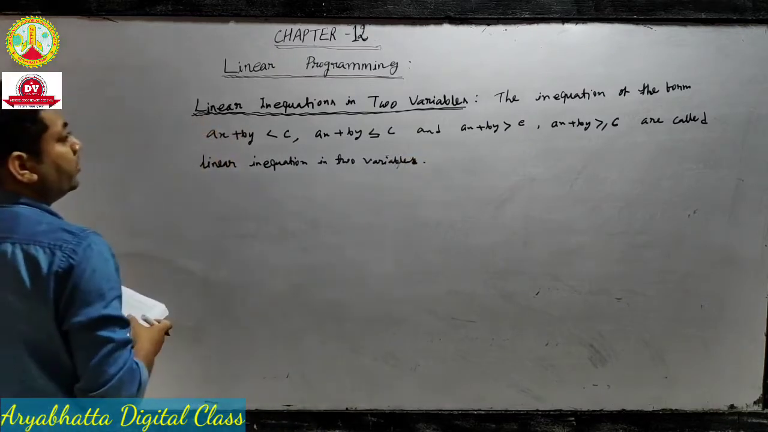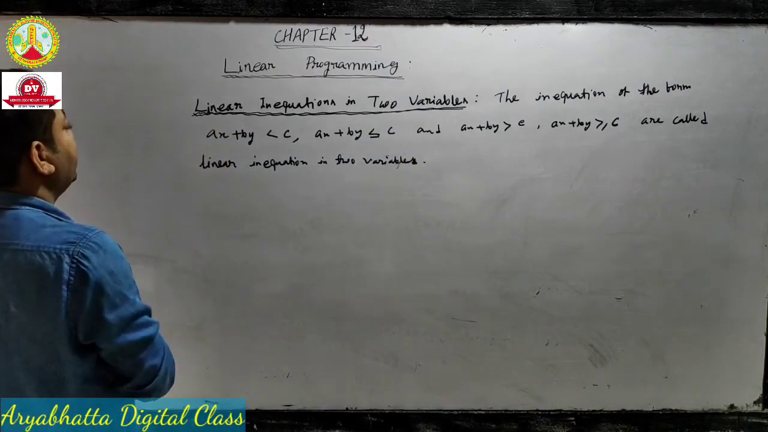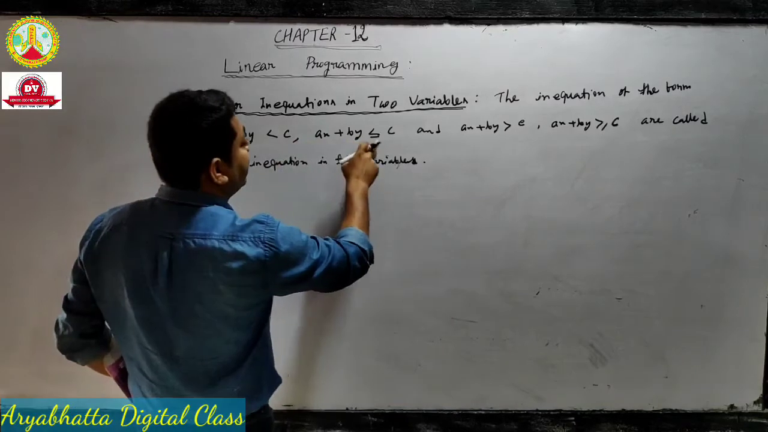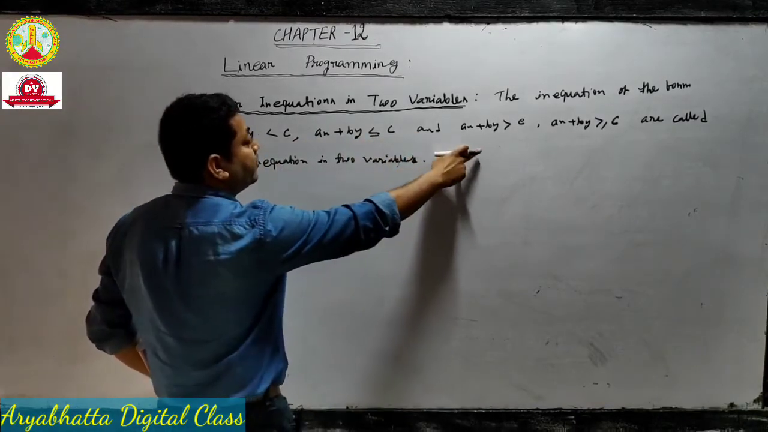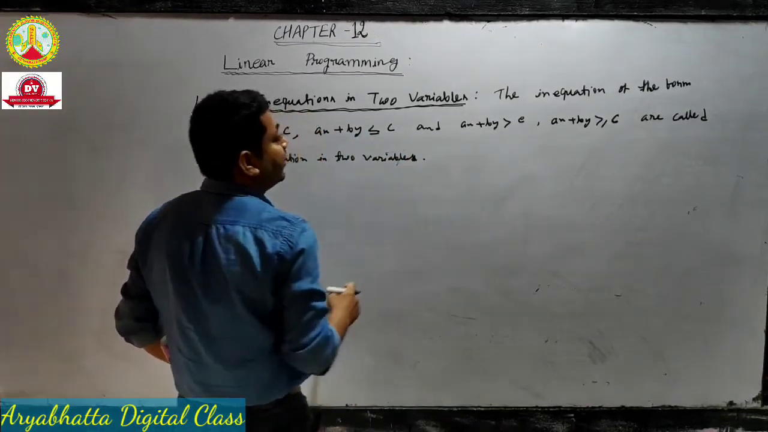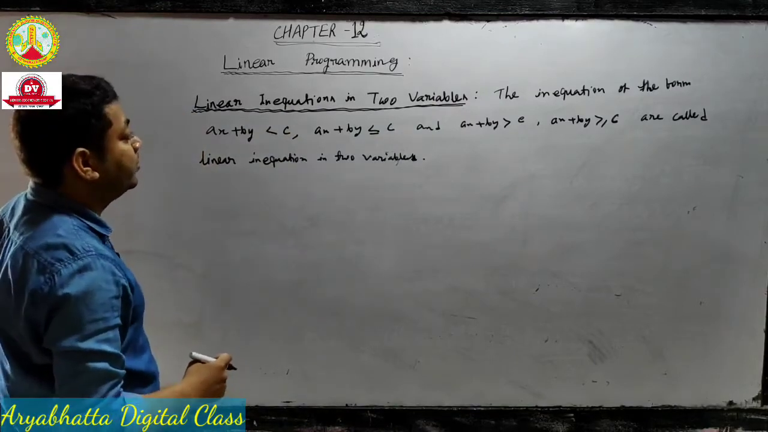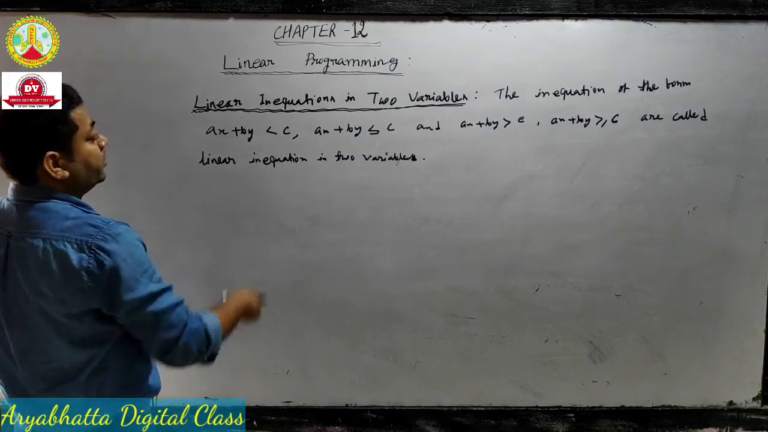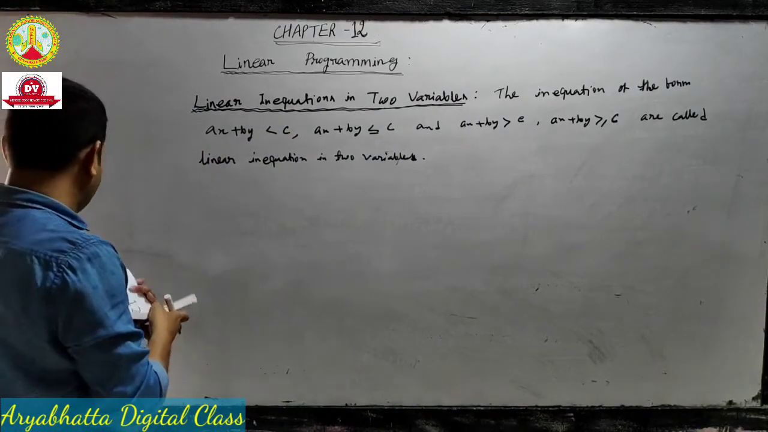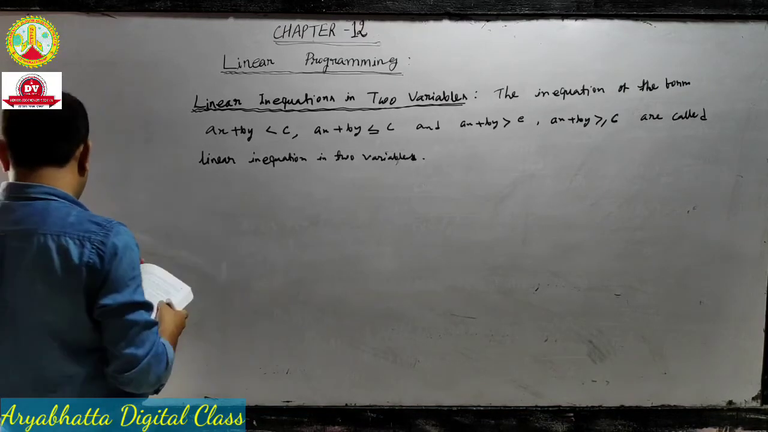Remember, the inequations of the form ax plus by less than c, or ax plus by less than or equal to c, and ax plus by greater than c, or ax plus by greater than or equal to c are called linear inequations in two variables. Next, linear programming problem.